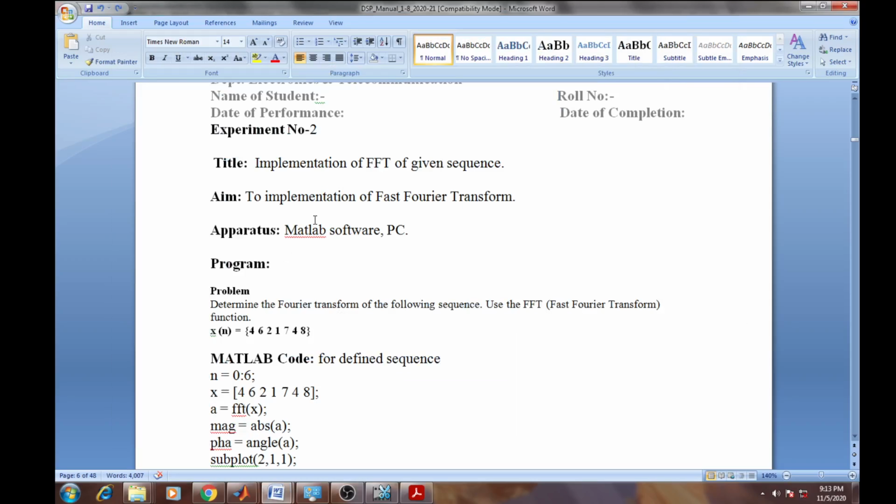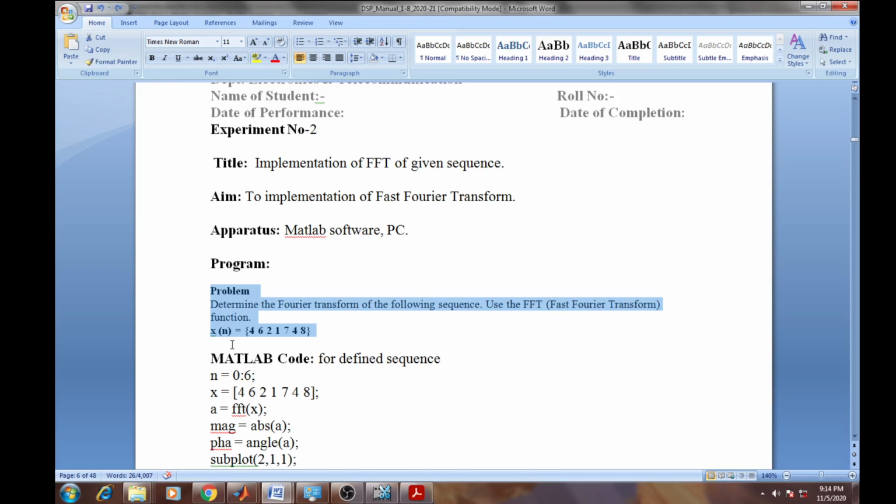Now the second experiment we are going to start. The second experiment of digital signal processing is the implementation of DFT of a given sequence. Here I have given a statement like this: determine the Fourier transform of the following sequence. Use the fast Fourier transform algorithm, right?